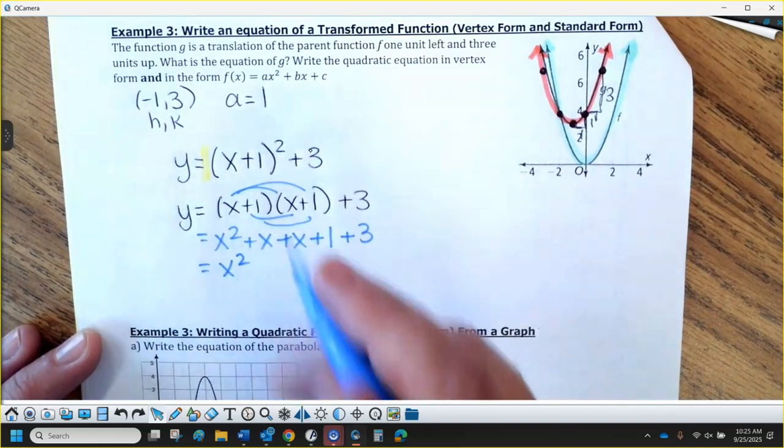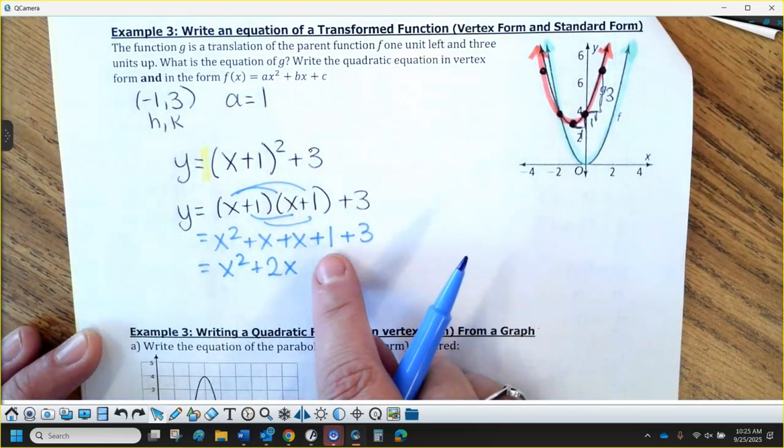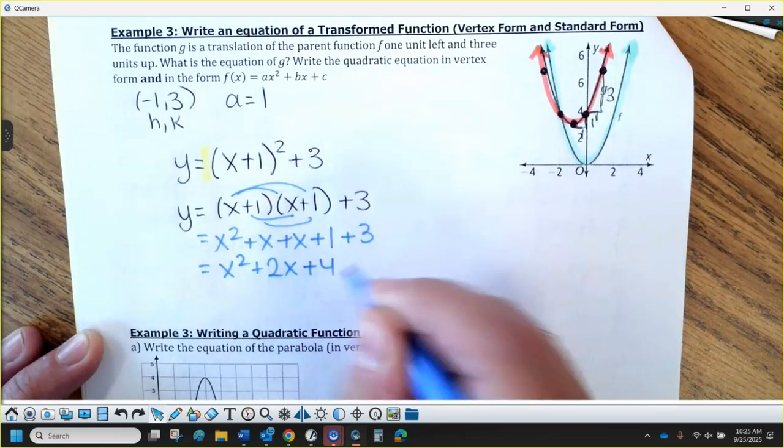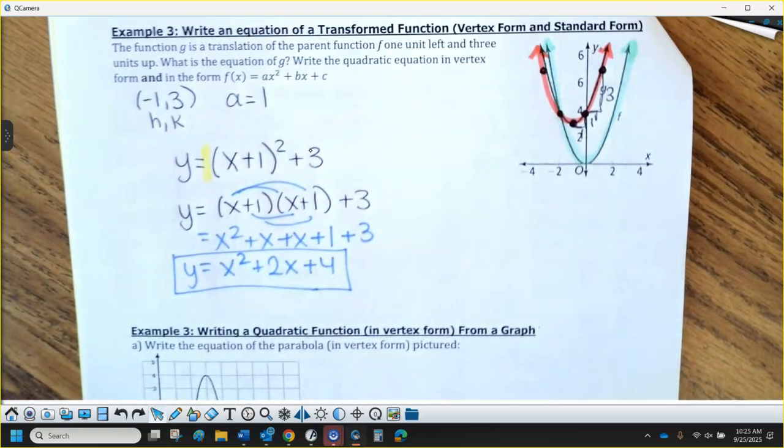All right, so x plus x. Combine like terms, you got 2x. Now, I can take the 1 and add that to the 3 that was originally on the outside of the parentheses, and then I've got my lovely equation in standard form.